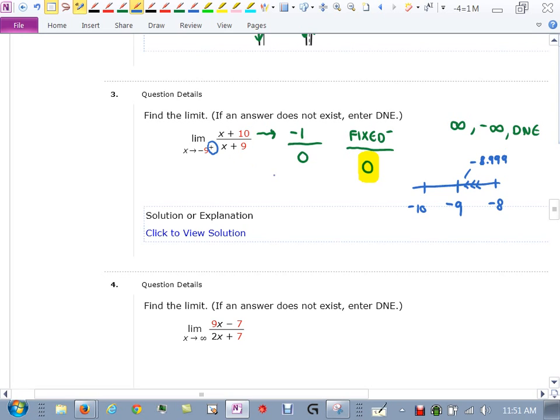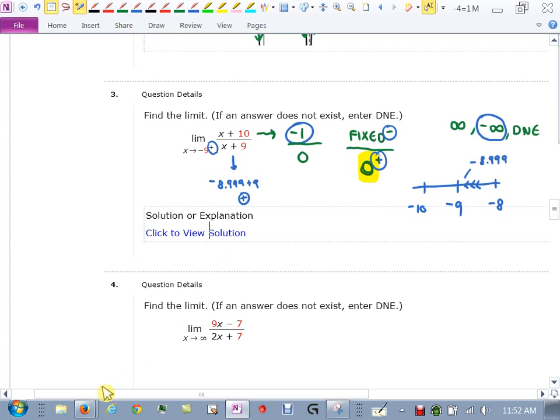If I plug in negative 8.999 and then I add 9, I'm going to get a small, small positive number, which means I am approaching this 0 from positive numbers. Now the numerator is fixed in its negative number, negative 1. It's getting closer to negative 1. So it's a negative number over a very, very small positive number. A negative divided by a positive is negative. We know then that it has to go to negative infinity. So our answer should be negative infinity.